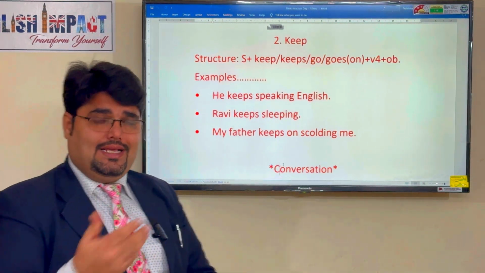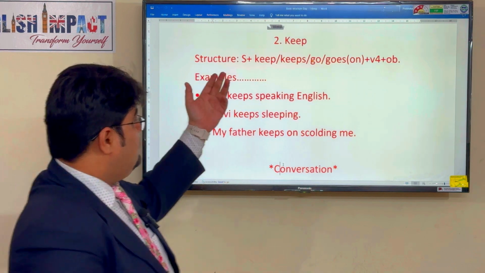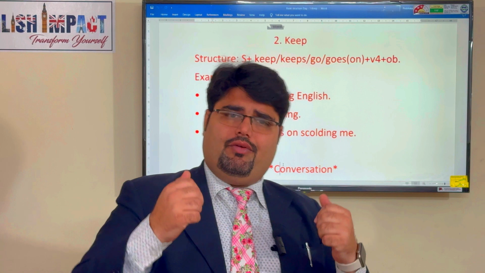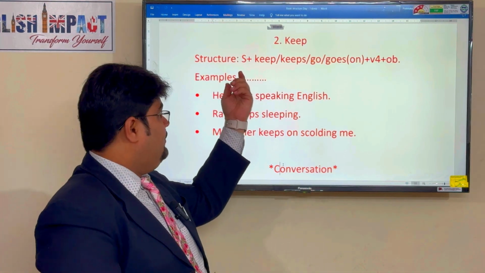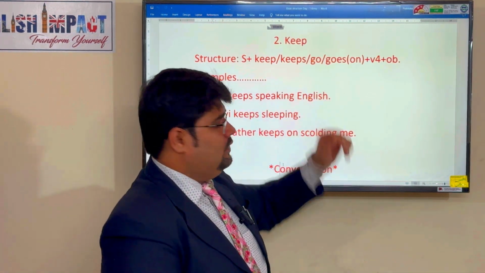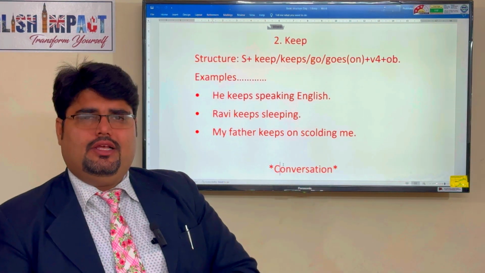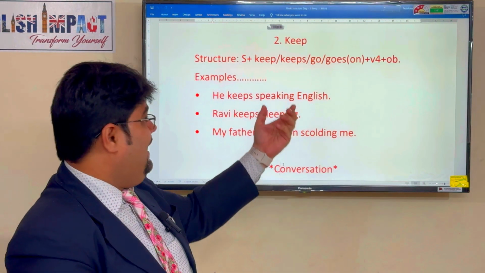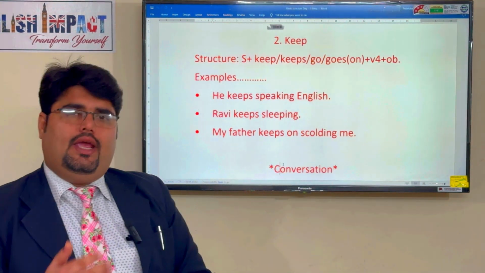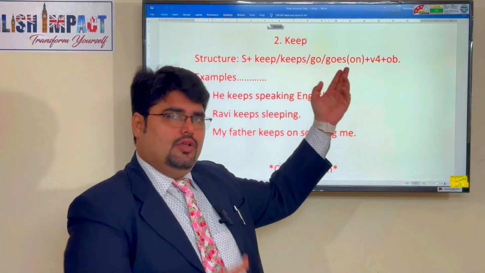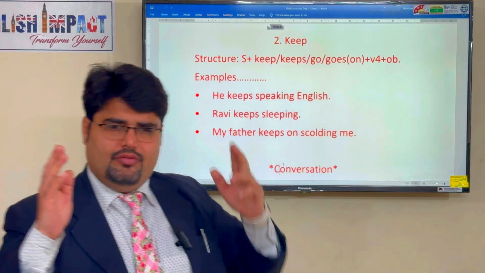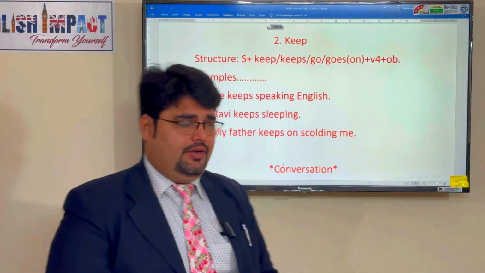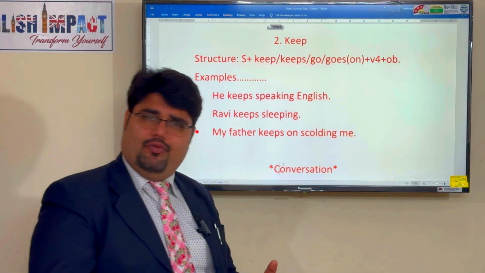So let's move to the next structure. Here we have to use a subject, any subject: I, we, you, they, he, she, it. Whatever you want to use. Just use subject, keeps, then we have go, goes, on. On is in the bracket. Do you know what it means? On in a bracket means on is optional. If you want to use it, you can. If you want to eliminate it, you can eliminate it. Again, we have to use the verb in the fourth form. That's it. You have to just follow the structure and form sentences.